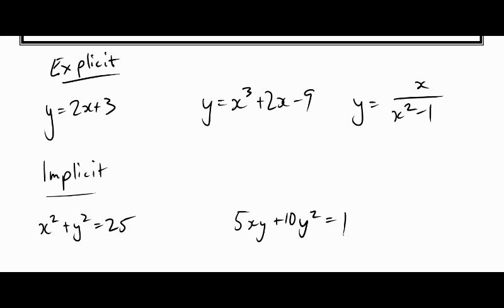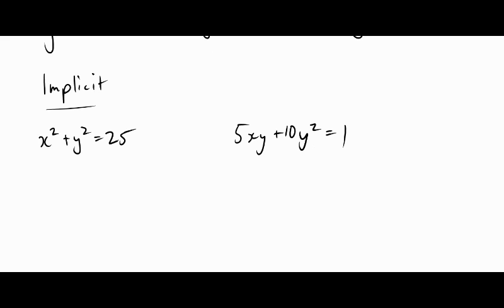Does anybody want to point out what they notice? Max? Two variables on the same side. Yep. Anything else? Y term is squared. Yep. You might have to do some rearranging. So for example, what if I took this one and rearranged it for y?